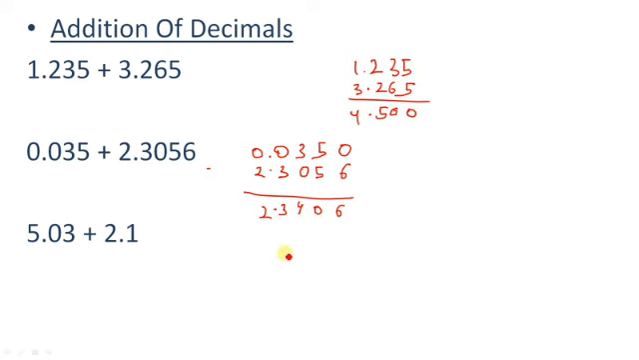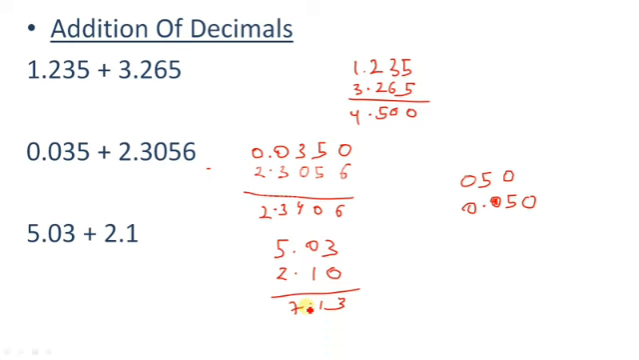Then we have 5.03 plus 2.1. Look, 2.1 is in the tenths position, so we wrote it under the tenths. Under 3 there is nothing, so we can add a 0. When I write just 5, we can add 0, but not on the left side; we can add 0 on the right side. But when I write 0.5, we cannot add 0 on the left because the value will change, but we can add 0 on the right side. We already know this. So 5.03 plus 2.10: 3 plus 0 is 3, 0 plus 1 is 1, 5 plus 2 is 7, so 7.13. In this way addition of decimals is done.